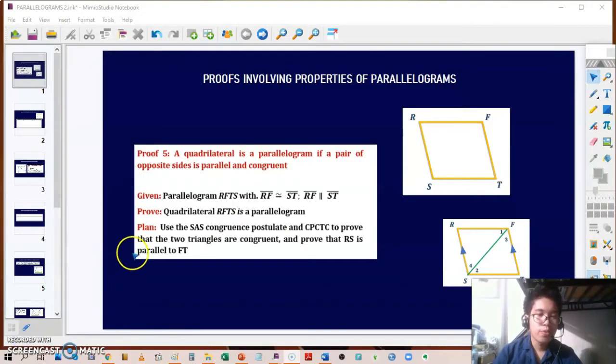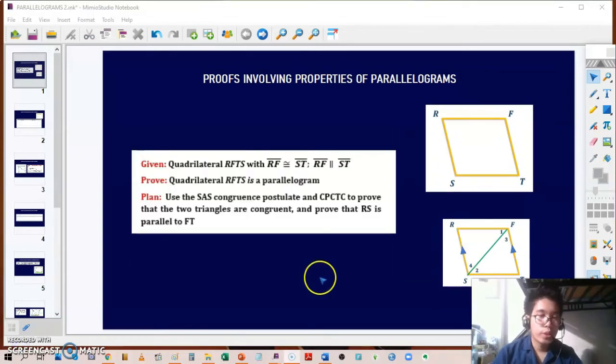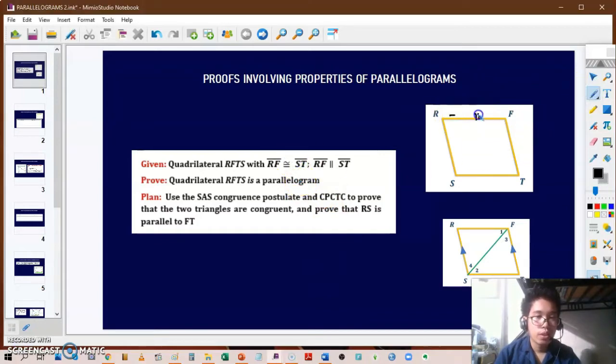Okay, so for our fifth proof, we have here: a quadrilateral is a parallelogram if a pair of its opposite sides is parallel and congruent. So we have quadrilateral RFTS with RF and ST being congruent, and RF and ST are also parallel to each other.